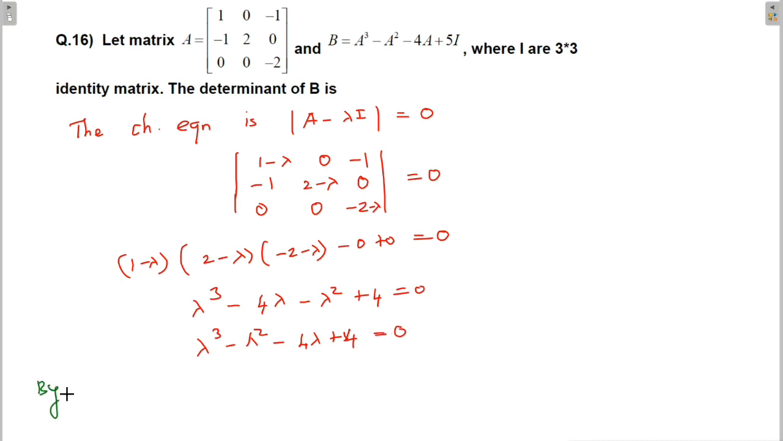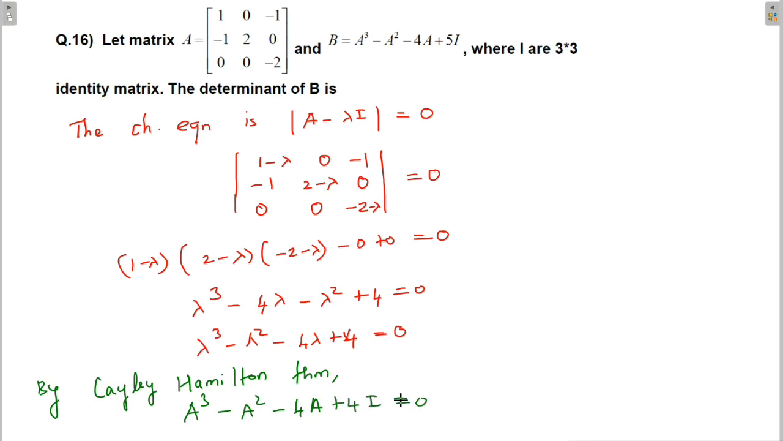By Cayley-Hamilton theorem, you can substitute lambda equal to A. So A power 3 minus A square minus 4A plus 4I equal to 0. My question is, you want to find A power 3 minus A square minus 4A plus 5I.